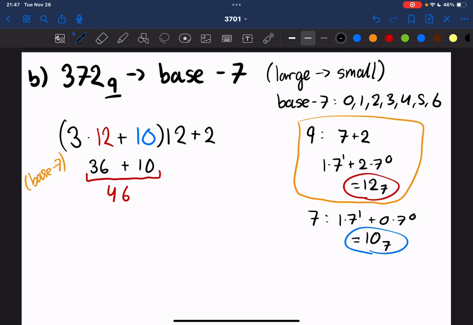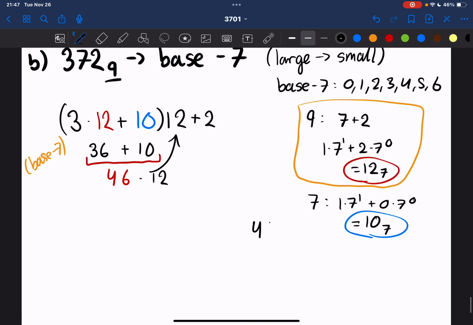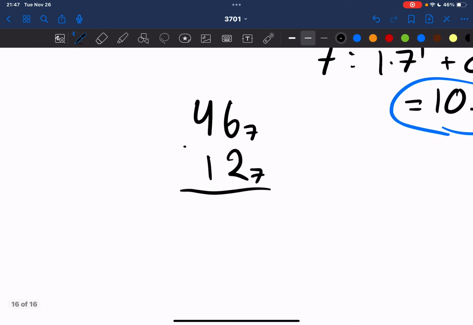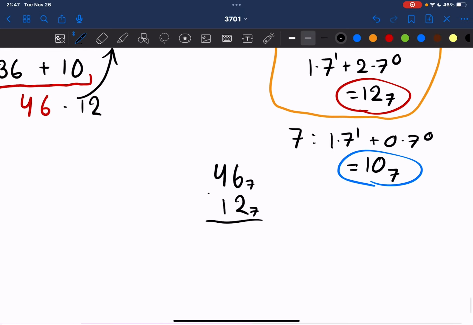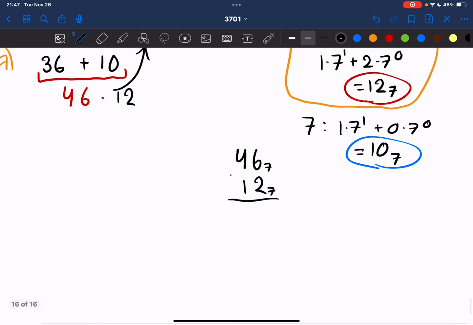And then what's next? Well, we have to multiply it by 12. So that's going to be a little bit more challenging. But how do we do that? Well, we learned how to do multiplication in different bases. So how do we do that? Let's write it out. 46 times 12, and that's base 7. So here we're going to do it. What's 6 times 2? That's going to be 12, which is too much. We can't hold 12 in base 7, so we need to convert it. So what's 12? It's equal to 7 plus 5, so that would be 1, 5, right?